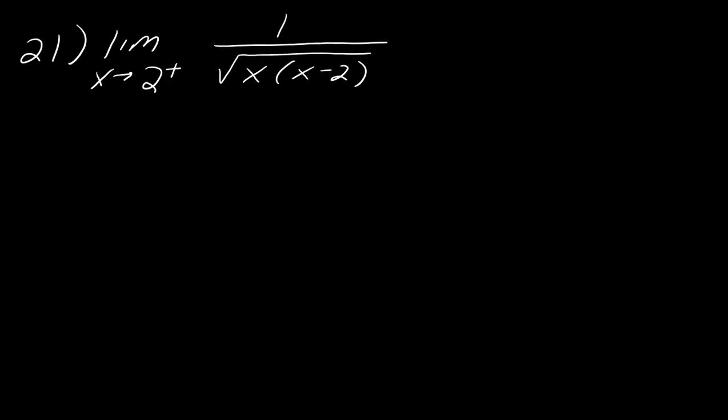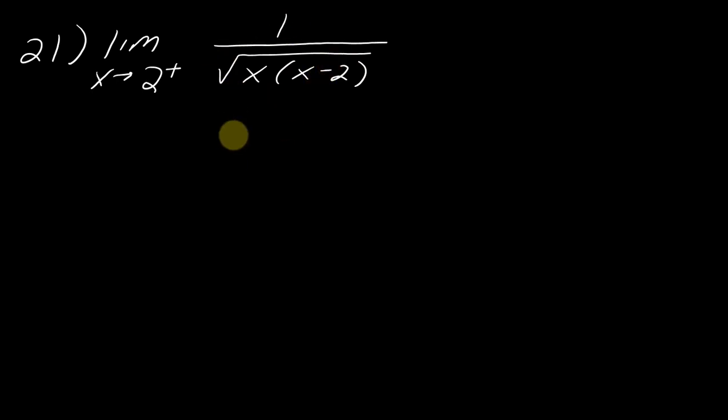All right, so 21, we've got the limit as x approaches 2 on the right of 1 over the square root of x times x minus 2. So for this one, let's just see what happens if I plug in 2. Well, if I plug in 2, this will give me 2 minus 2, so I end up getting a 0 in the denominator. So that's a problem.